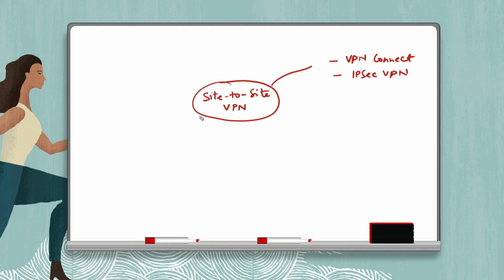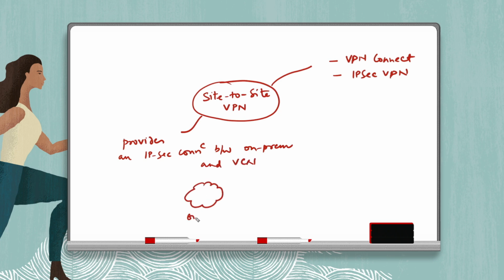What does this site-to-site VPN connection do? It provides an IPsec connection between the on-premise environment and the virtual cloud network. If this is your on-premise environment, this is your virtual cloud network. You have a DRG, dynamic routing gateway, over here, and a customer premises equipment over here. This is the IPsec connection that is established between the on-premise network and the virtual cloud network.